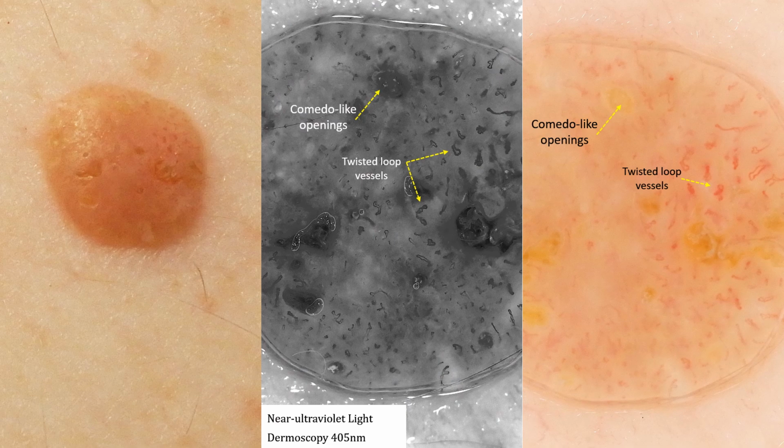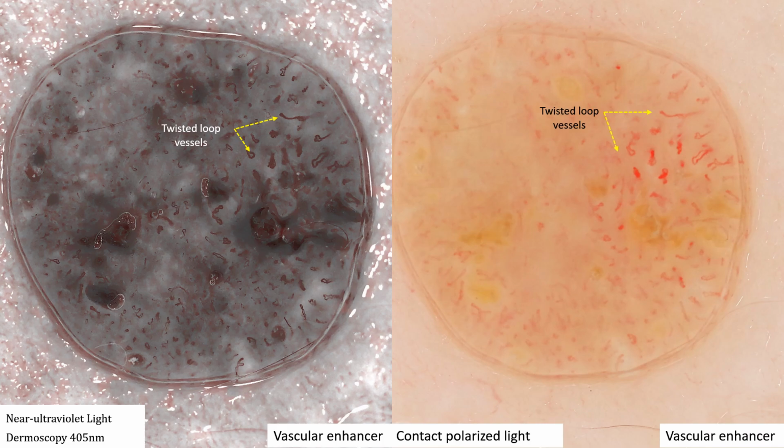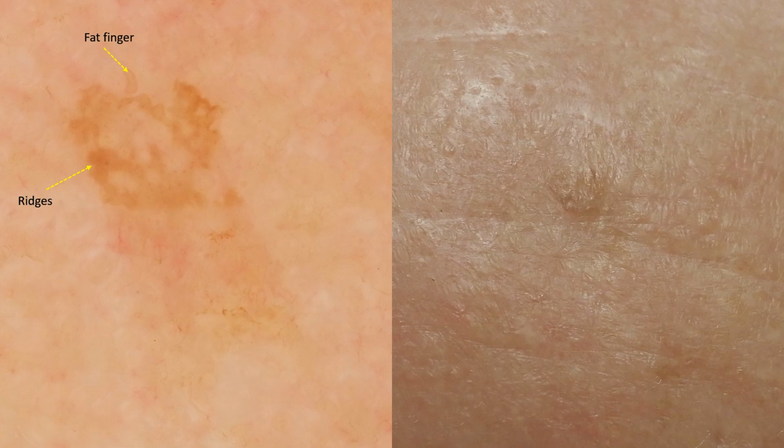Another inflamed seborrheic keratosis. Here we see the comedone-like openings, the twisted loop vessels, and if we now enhance this with the vascular enhancer in both the near ultraviolet light as well as in the polarized mode, we see these vessels quite nicely. In this case, subtle features of ridges and fat fingers.